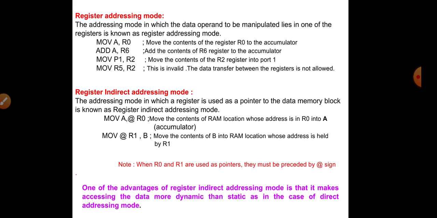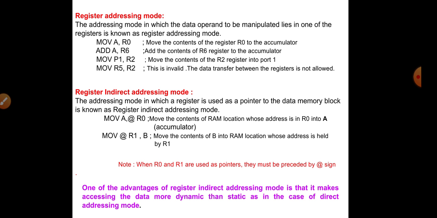Next we have register addressing mode. In register addressing mode, the data on which the instruction operates lies in the registers. For example, the first example, MOV A, R0. In this case, both the operands are registers. The destination operand is the accumulator, that is register A, and the source operand is register R0. So it copies the content of R0 into the accumulator, register A.